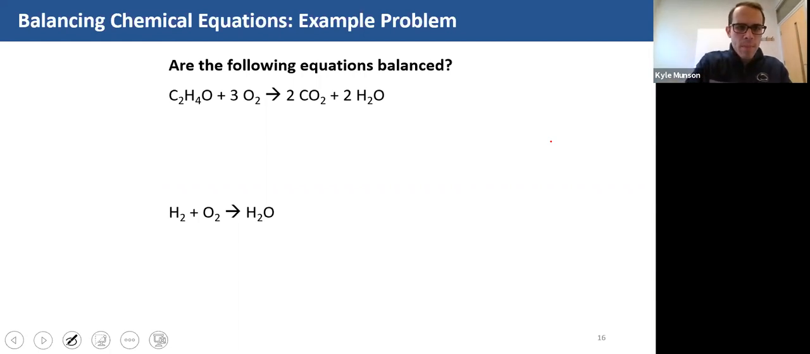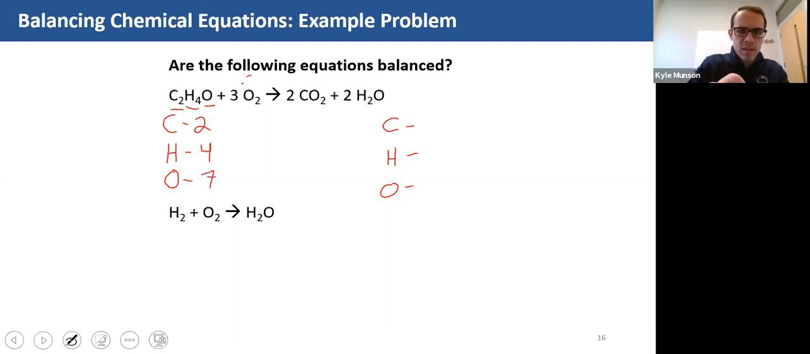Well, let's see. Let's just write what we have. We have hydrogen, carbon, and oxygen on either side of the equation. Let's just count how many we have. On this side of the equation, I have 2 carbons. I have 4 hydrogens, and I have 1, 2, 3, 4, 5, 6, 7 oxygens. There's 6 oxygens here, and there's 1 oxygen there. So I have 7 oxygens on that side of the equation.